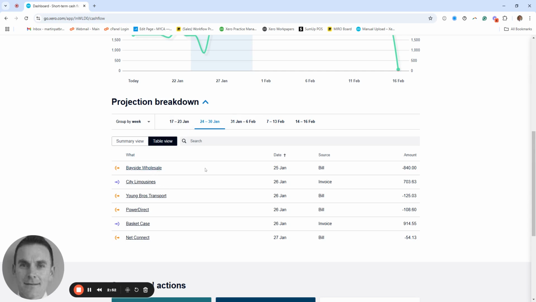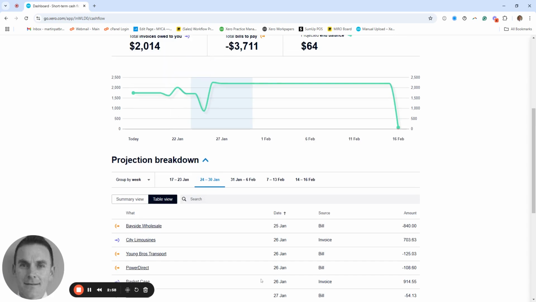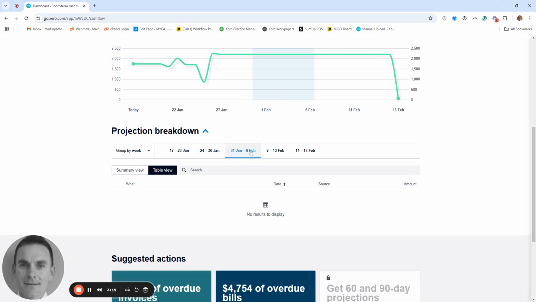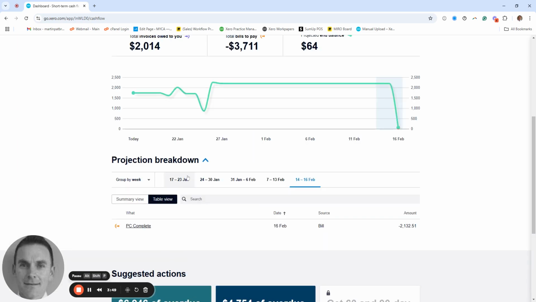So you can see here that we have some bills in next week. We have to pay Bayside Wholesalers 840, and we have an invoice coming in which is part of this 2 grand here. We have 703 coming in there, and we have a basket case. So if this is my business, I'd be looking to make sure that I got these 2 payments in, and potentially I would get onto Bayside and see if we could extend that if possible, or pay a payment towards it to reduce it, but not to pay the whole amount.